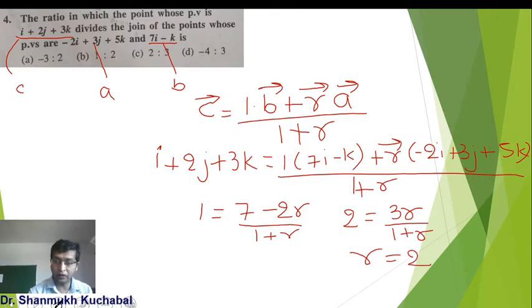Therefore, we have taken the ratio as 1 is to r, so we get the ratio as 1 is to 2 here. Clearly we observe that option B, 1 is to 2, is the right answer. So B is the right answer. You can take a screenshot of this. Yes. Next example, example number 5.